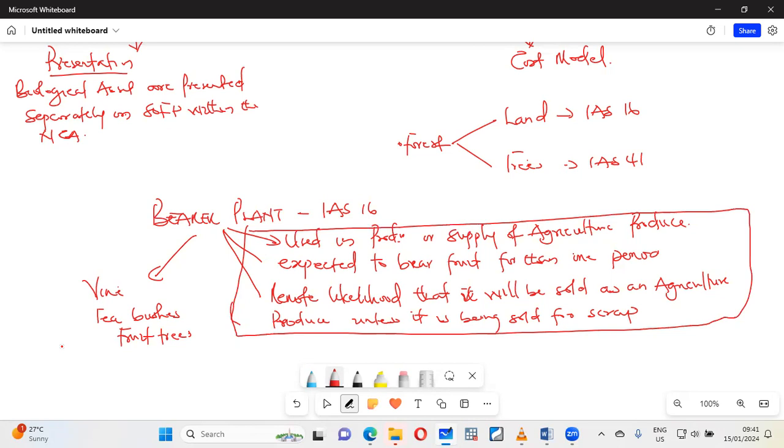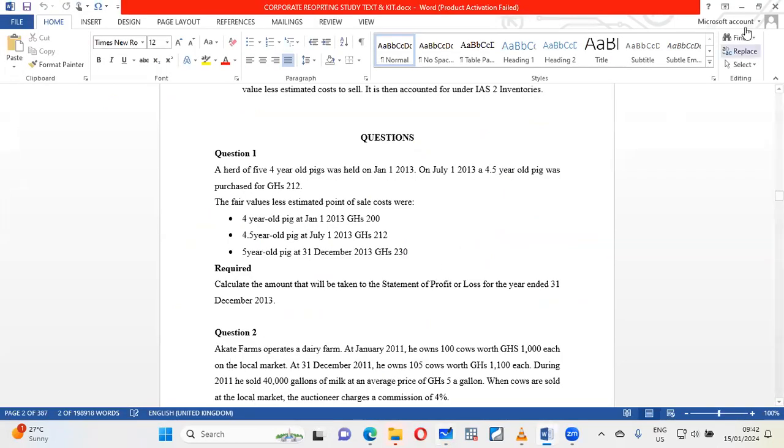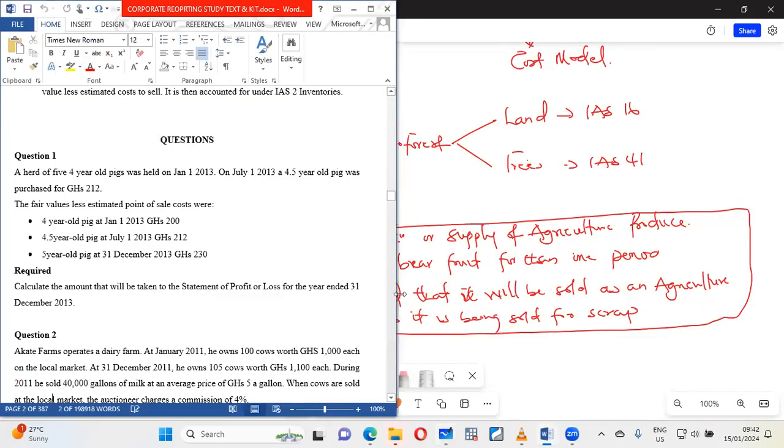As for disclosures, you can just describe each group of the biological assets, the method that you use for valuation, and any reconciliation between the carrying amount at the beginning and the carrying amount at the end, i.e. the fair value at the beginning and the fair value at the end. So basically, that is that. Let's see how the figures work. So let's try and look at some questions.